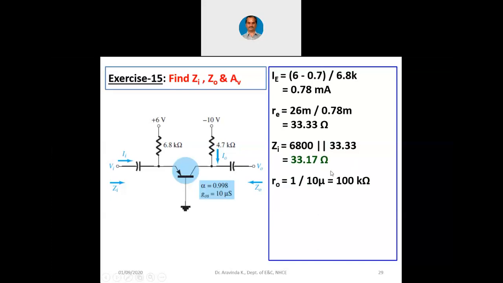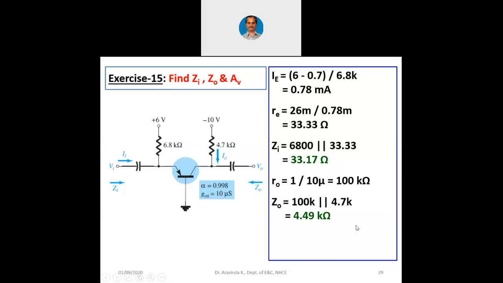Now Z0 in this example, as GOS is given, let us calculate R0. R0 is 1 over 10 microsiemens, that is 100 kilo ohms. So now Z0 is this small R0 parallel with capital RC, that is 4.7K. That is, Z0 is 100 kilo ohms parallel with 4.7K. We get a value which is less than 4.7K, that is around 4.49 kilo ohms.